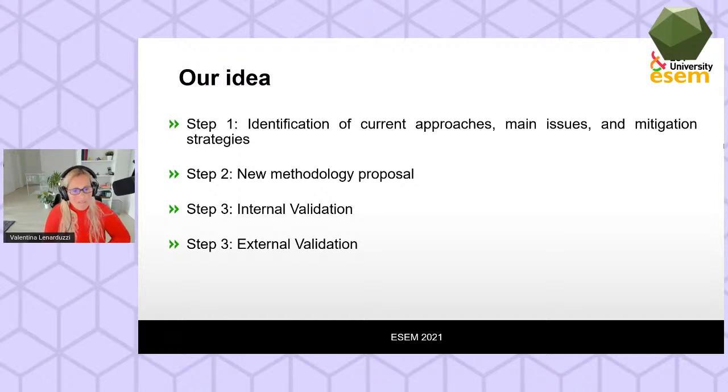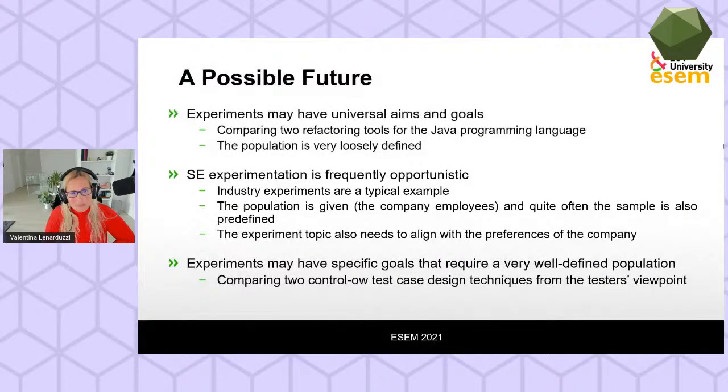Based on the results, we define the new method, we propose the new methodology, and then we will do an internal validation. With internal validation, we mean replicating first our study or replicating the study of other researchers in order to identify if our method is better or more accurate or provides more significant results with as few threats as possible. And second, we will perform an external validation, asking other colleagues that do not know anything about the method to apply our methodology and to try to replicate the study or do a new study from scratch. The next one, please.